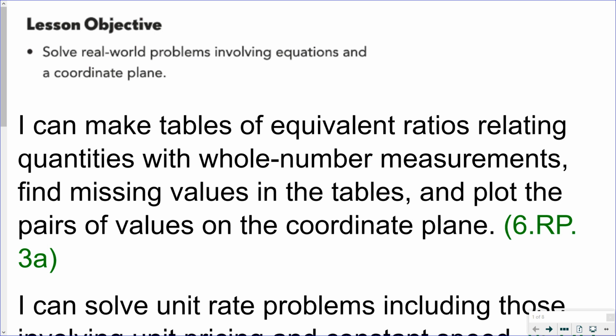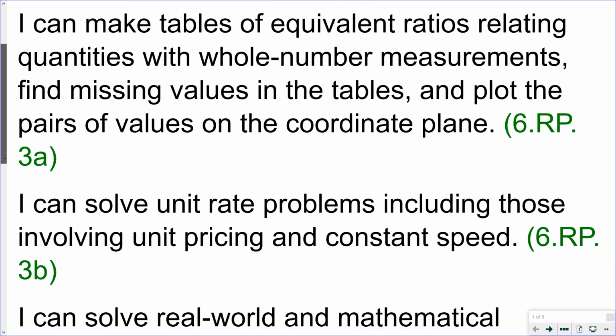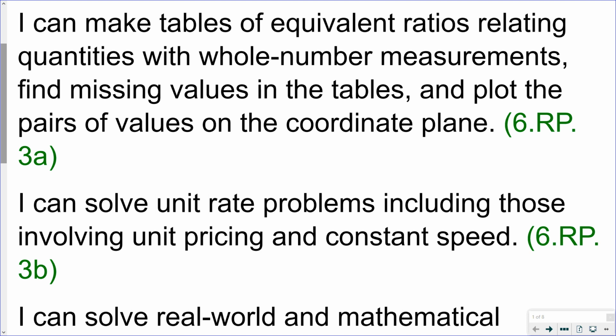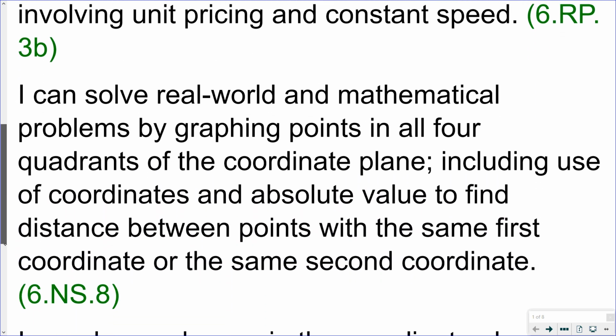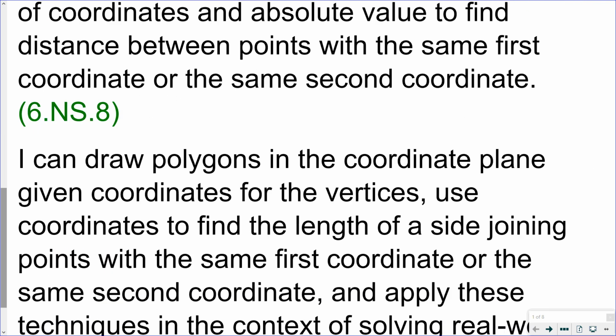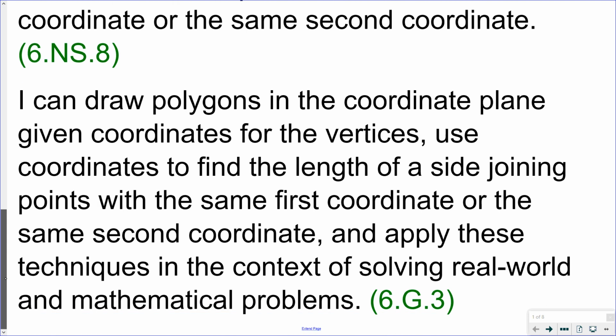using graphing. And we have a few different standards that we're meeting. The first one is 6 RP 3A. 6 RP 3B. 6 NS 8. And 6G3. Those are the standards that we'll be addressing in today's lesson.